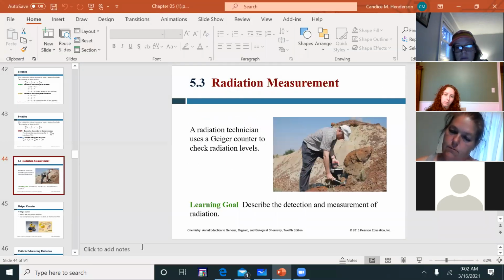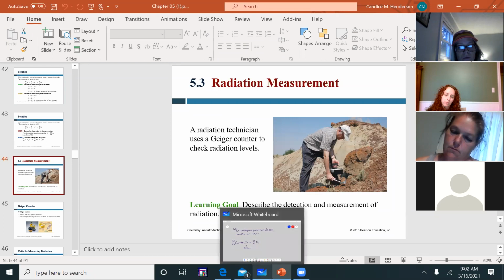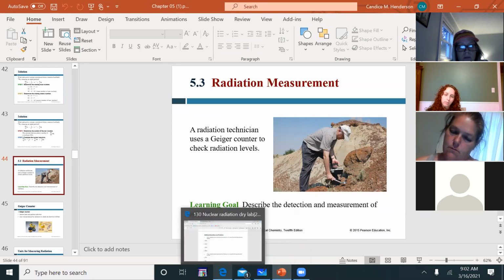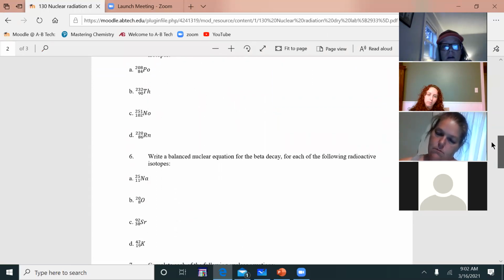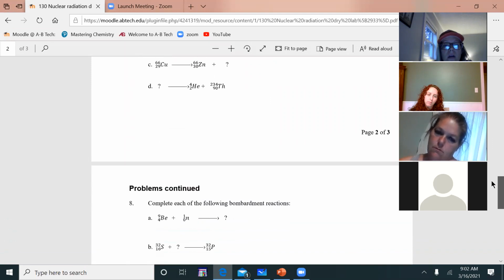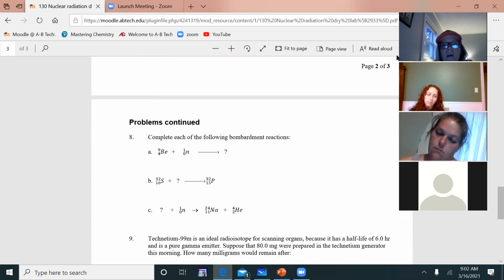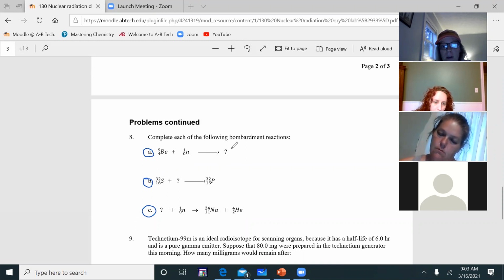So let's do a couple of those from the homework, or rather the lab. Why not? Let's just get them done. Let's do all 3. Okay. So all of these are some sort of bombardment, meaning that we have 2 starting things. Sometimes you have to solve for the end. Sometimes you have to solve for what is getting bombarded, or the starting component. So I want you to find the missing question mark for each of these.